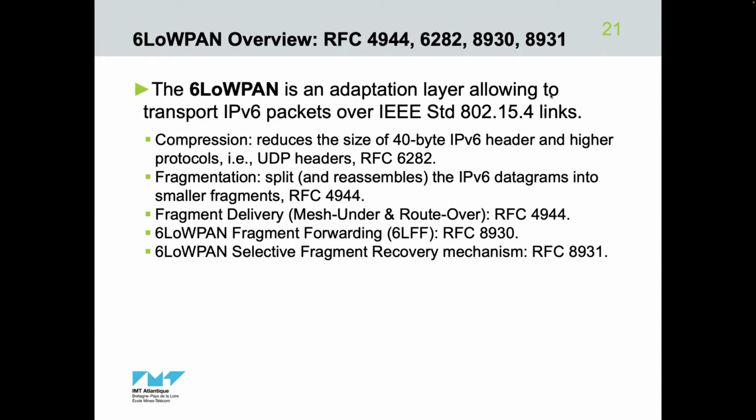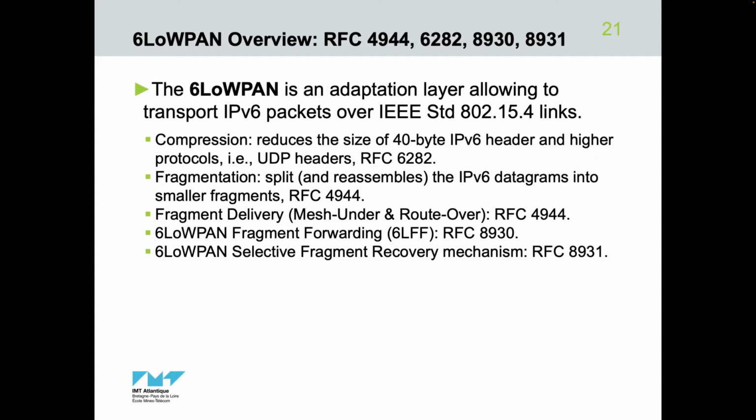The first one is called the compression, and the objective is to reduce the IPv6 and UDP headers down to a few bytes. Next, we have the fragmentation operation, where the objective is to split the large IPv6 datagram into smaller fragments if the compression mechanism is not sufficient. Then we have the fragment delivery mechanisms that allow fragment forwarding in a multi-hop network.